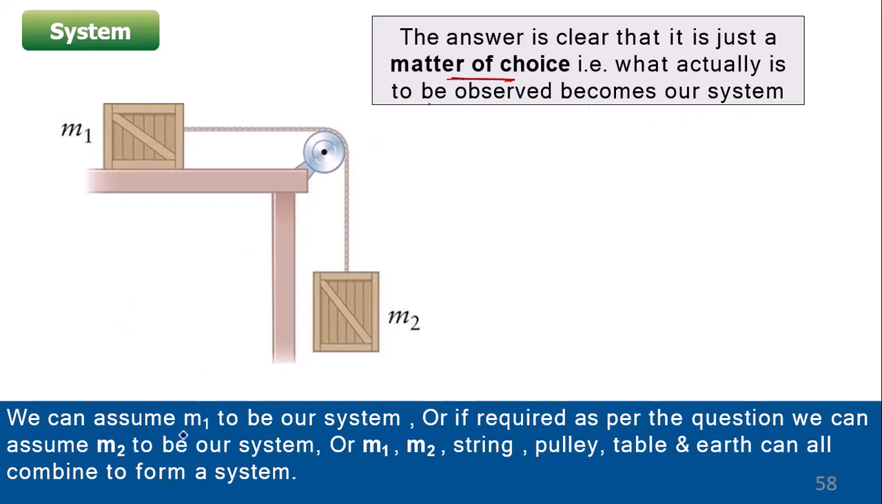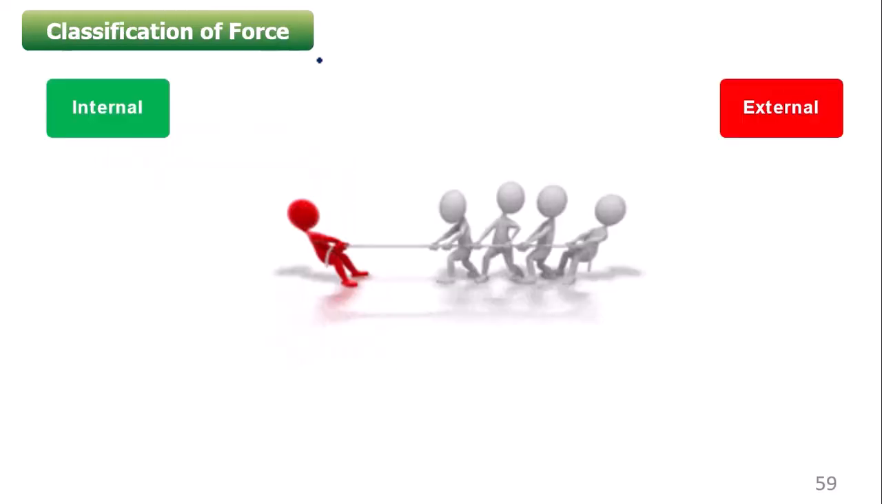We can assume M1 to be our system, or M2 to be our system, or M1, M2, string, pulley, table, earth, all taken together as a system. So the choice of system is going to be very crucial. Depending on the choice of system, you can simplify the problem or you may complicate the problem also. So taking the system properly is quite important.